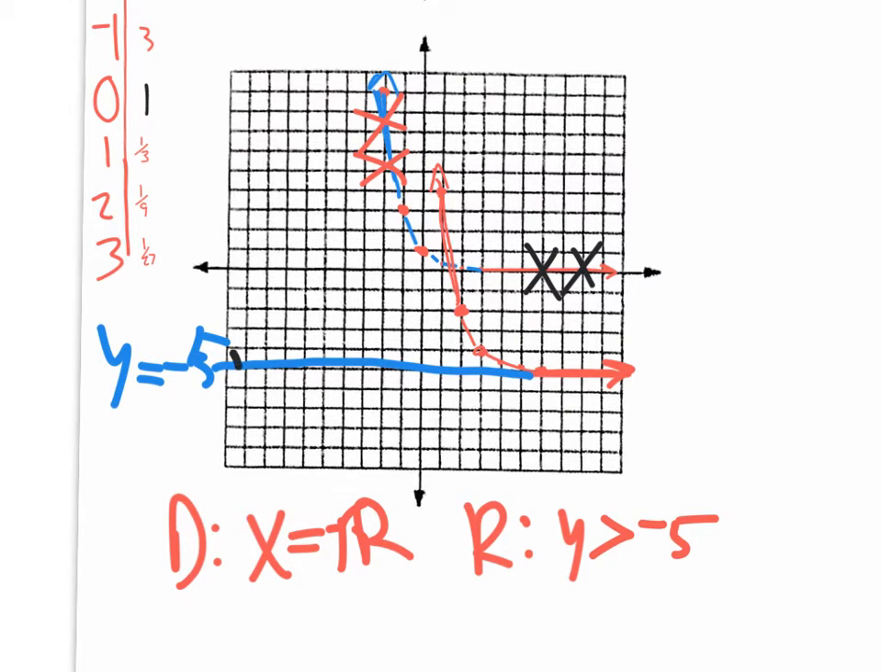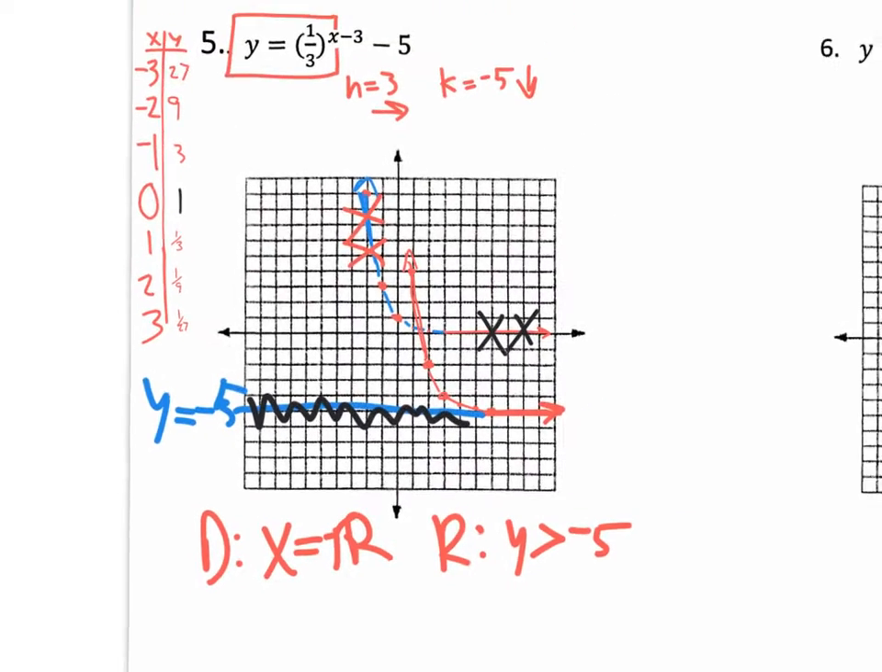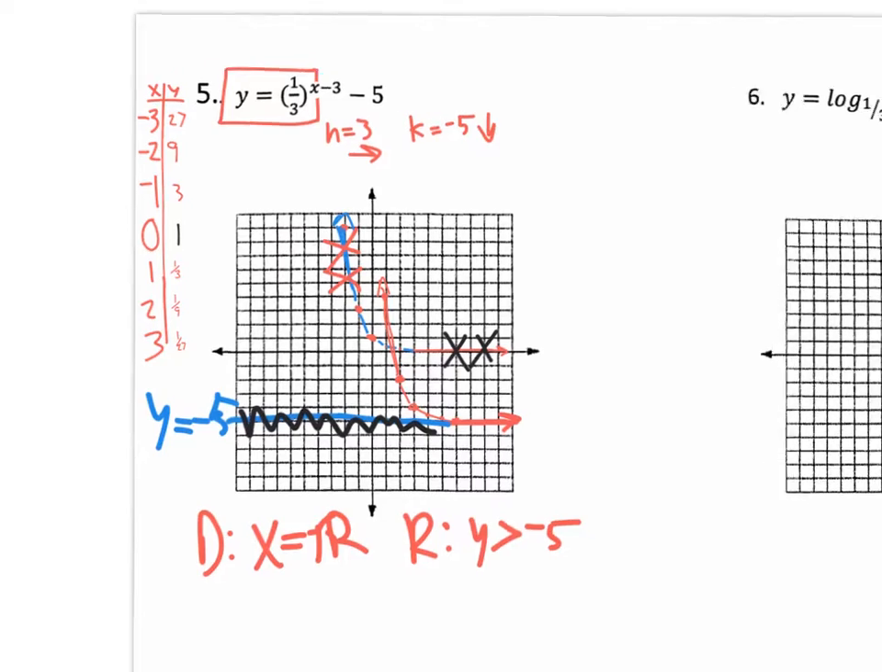So I probably shouldn't have drawn this line, sorry. Just wanted to show you that that's the value -5. Anyway, that's how you graph it, that's your domain and range. Okay, so we know how to do that.